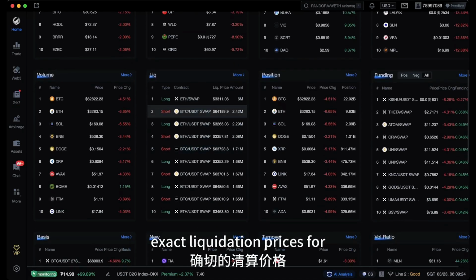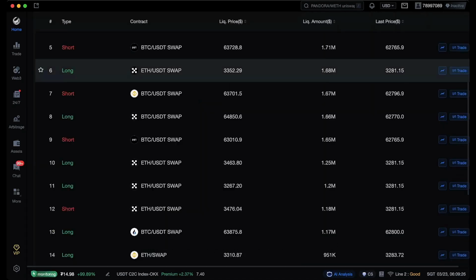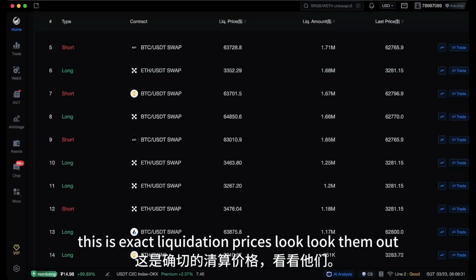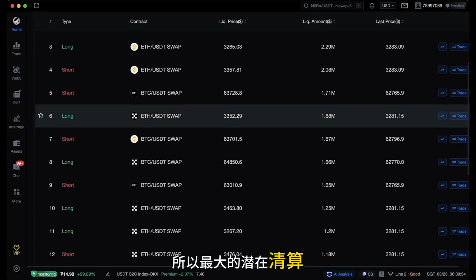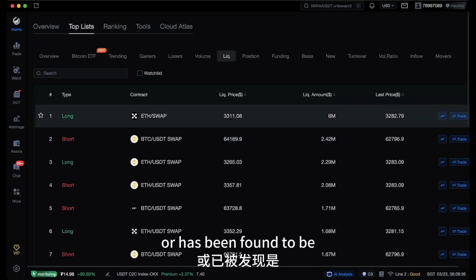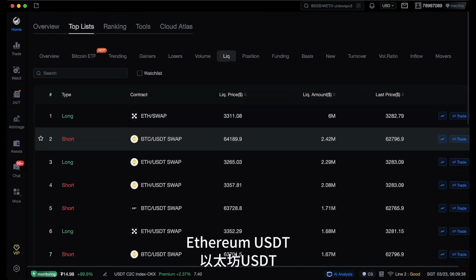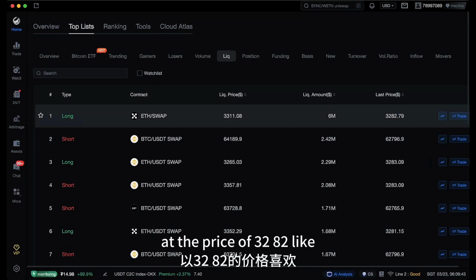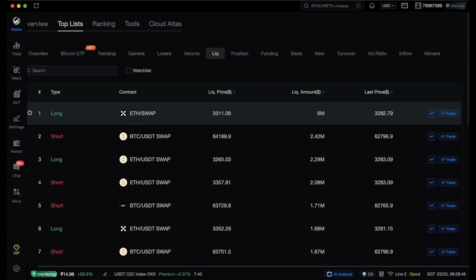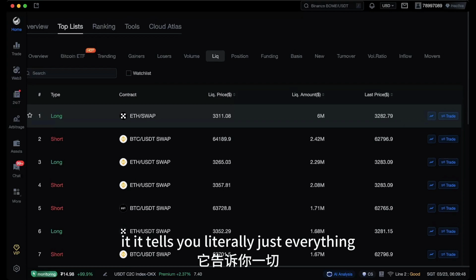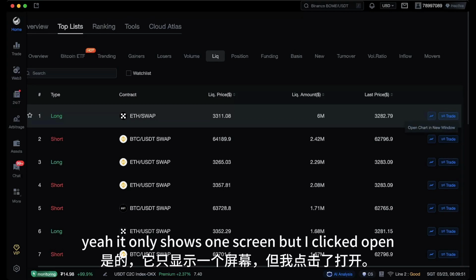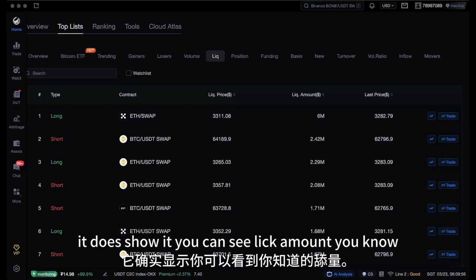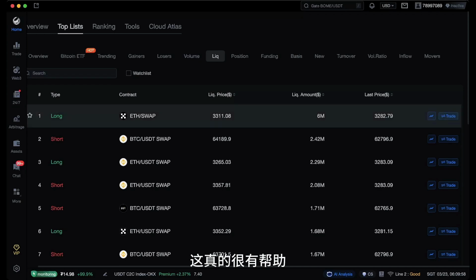You can see liquidations. This is going to show you exact liquidation prices for various coins when it loads. If you guys see here, this is exact liquidation prices. Look at liquidation amount. The largest potential liquidation has been found to be Ethereum USDT on OKX. There's going to be a 6 million liquidation at the price of 32.82. It tells you literally everything. Now, it only shows one screen, but I clicked open just to see it. But yeah, it does show it.